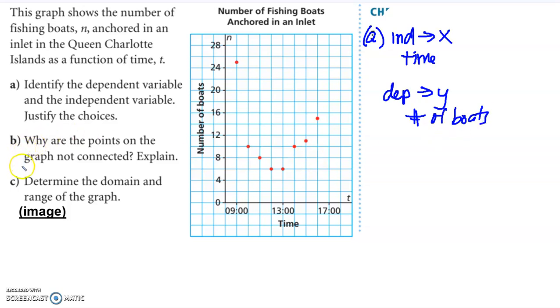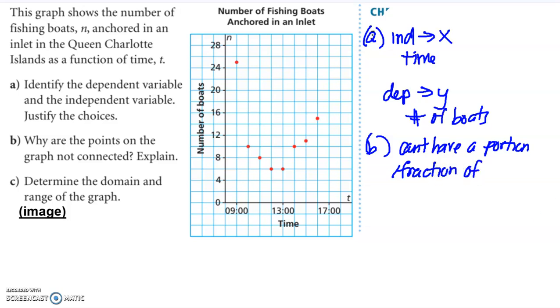So why are the points on the graph not connected? Well, number of votes versus time. Time can exist between all of these values, but number of votes, we can't say that we have a portion of a vote. So I'm going to write can't have a portion or fraction of a vote. Okay? Which means I could not suddenly connect these points and put a dot here and say suddenly that I have 23.7 votes.